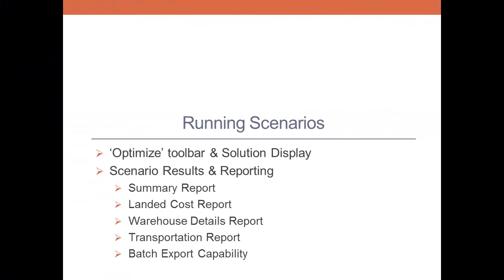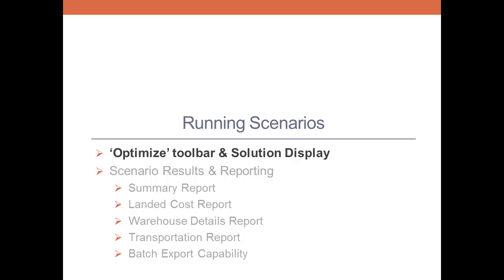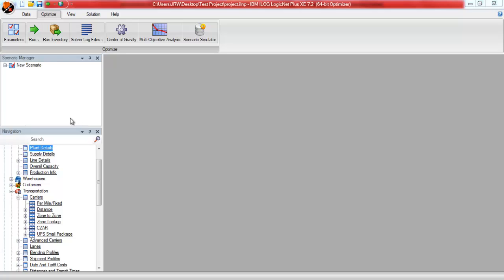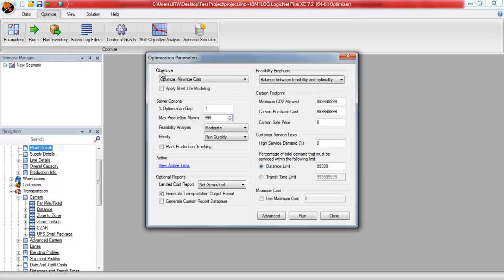In this section, we will learn how to run the optimization and explore the reports generated by the solution. Optimize toolbar and solution display. So now that we have our most basic model, it is time for us to run the optimization. In the Optimize toolbar, we will select parameters to then adjust the settings for the optimization. Here, our optimization objective is to minimize cost while we balance between feasibility and optimality. This will help the solver move faster.